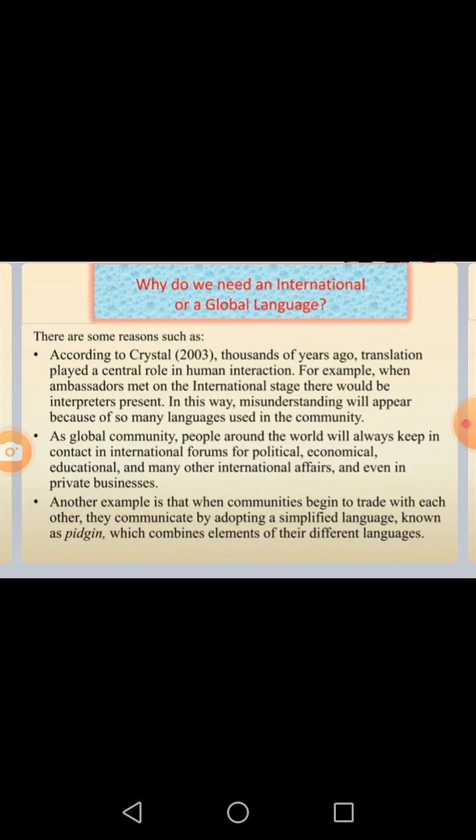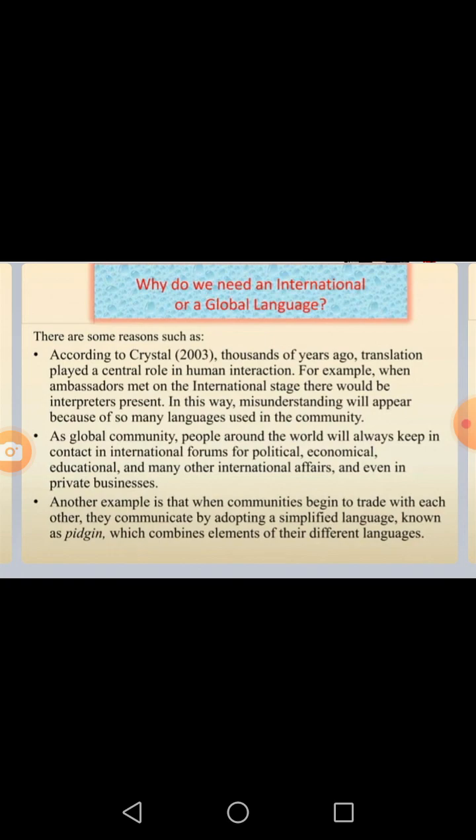Why do we need an international or a global language? There are some reasons. According to Crystal, thousands of years ago, translation played a central role in human interactions. When ambassadors met on the international stage, they would need interpreters. For example, I'm giving you my own example.